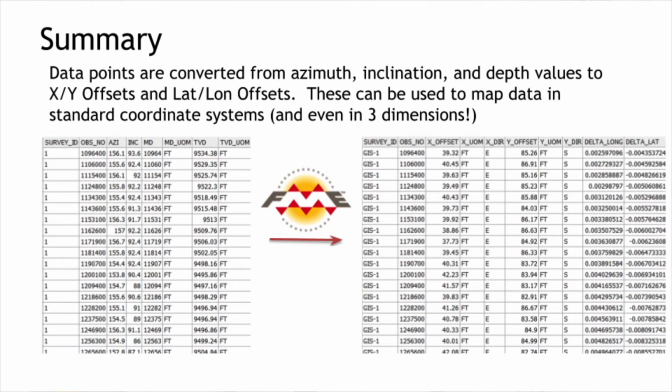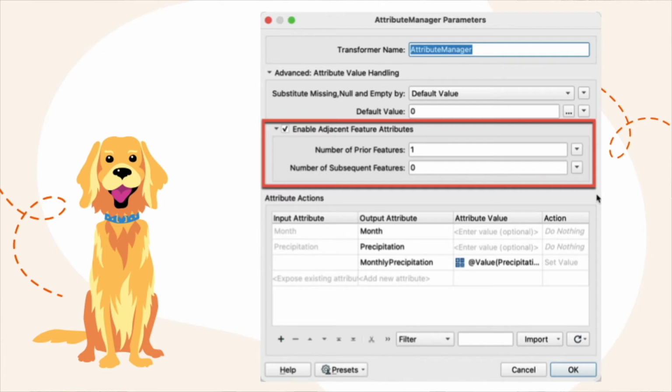But the trick is you actually have to reference the data, the feature before the current feature, to be able to calculate and place those coordinates. And there's a little trick in FME that you can use to do this. It's called enabling adjacent features, and this is in the attribute manager.